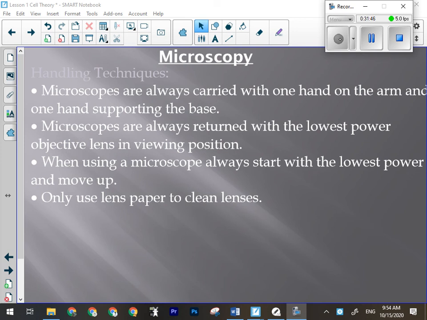Then we got the stage clip. So you pull it out to the side, put the microscope slide in, it closes on its own, spring-loaded, and it'll hold the slide in place.